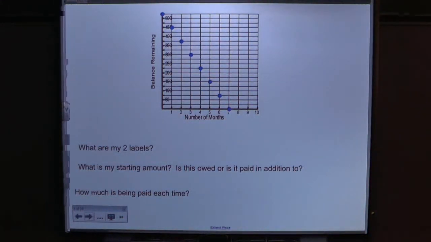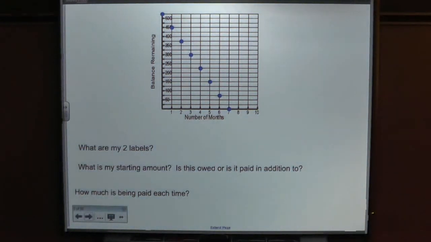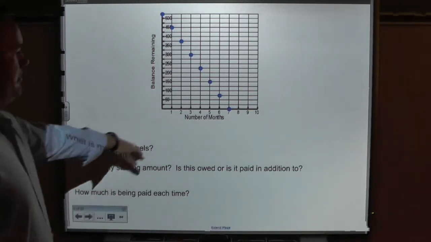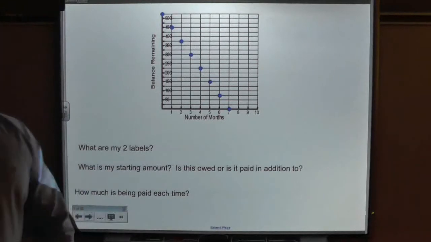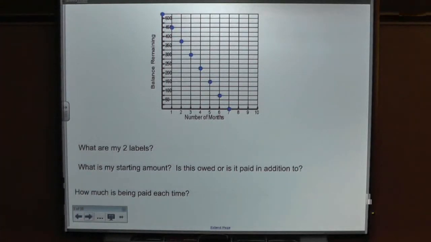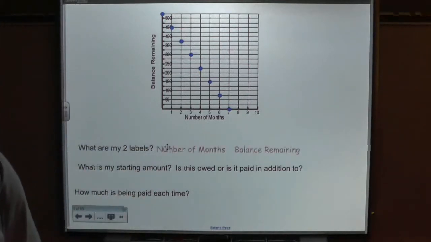So we're going to start with one here. As we look at this, you have a graph with a certain set of points on here. The first thing is the what. So what are my two labels here? In other words, what are we talking about here? Well, we're talking about the number of months and the balance remaining. It doesn't really matter right now, but you have some type of balance, and you're trying to pay off something in a certain number of months. So, number of months and the balance remaining.